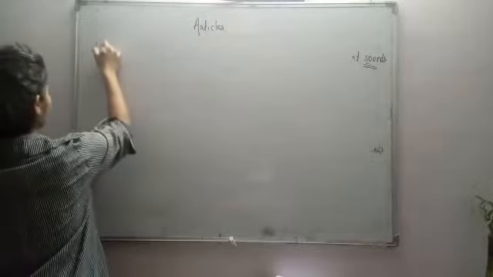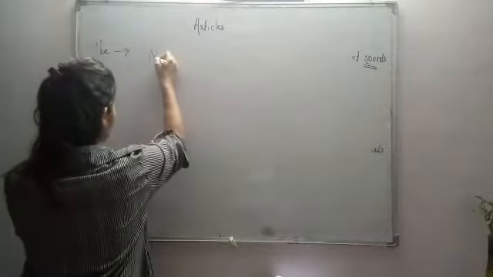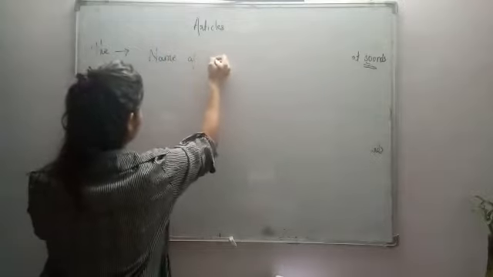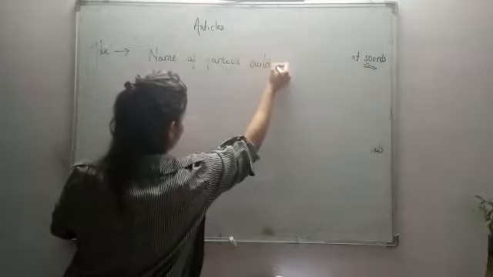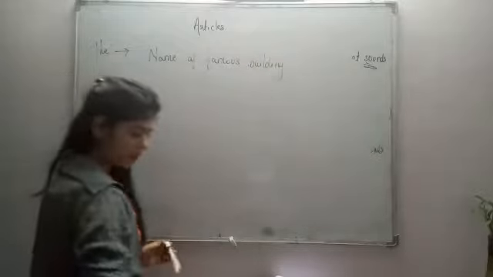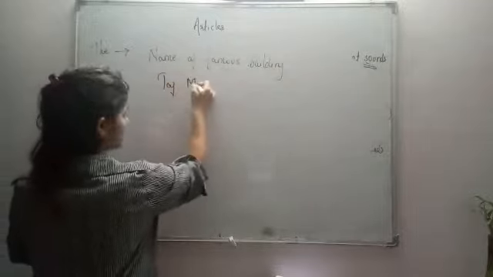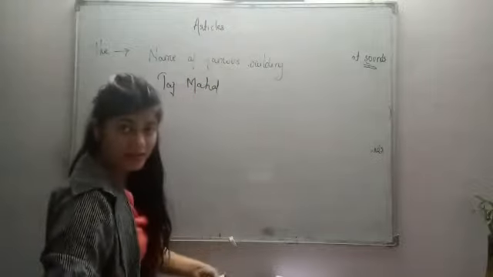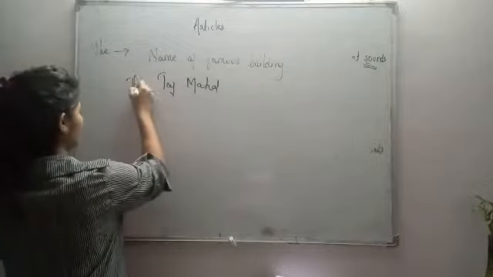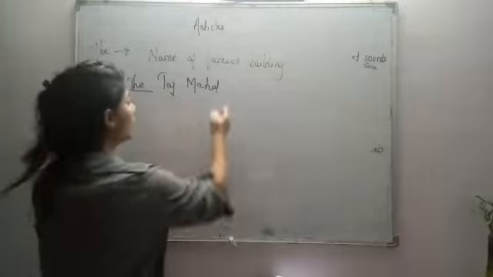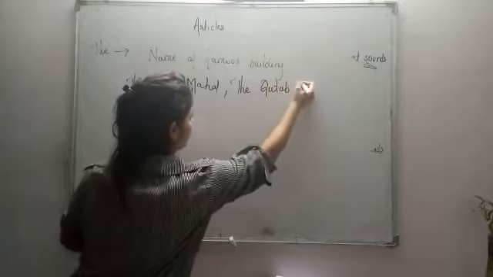So article the is basically used with certain names. For example, if I am talking about the names of famous buildings or monuments, in that case I will be using article the. For example, if I say Taj Mahal, I will not use a Taj Mahal. It is a particular, famous building. Then I will be using the Taj Mahal. The Qutub Minar.